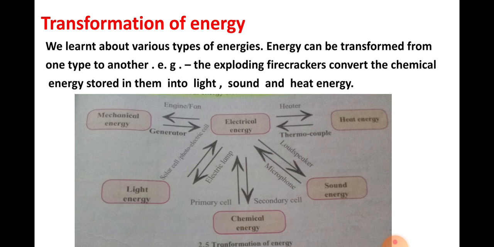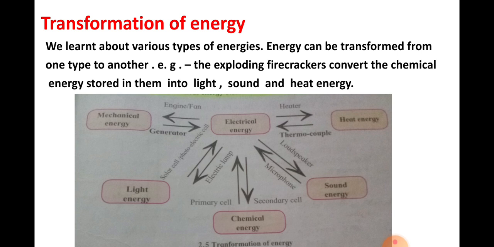Transformation of energy. We learned about various types of energies. Energy can be transformed from one type to another. For example, exploding firecrackers convert the chemical energy stored in them into light, sound, and heat energy. Here in the picture, we can see some energies.